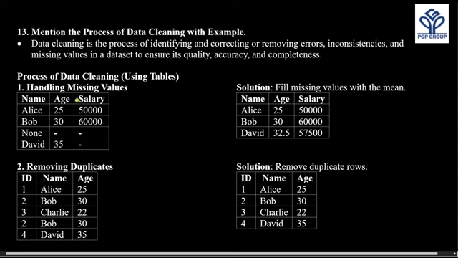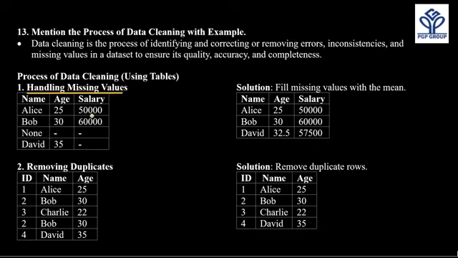The first one is handling the missing values. No need to waste time here. This value is missing, and here the value is missing. You can fill all these values using any technique you know. Where the value is none, the complete row I'm going to remove, so only Alice, Bob, David I'm going to keep. This none value we are going to remove completely here. You can see the table, the solution.